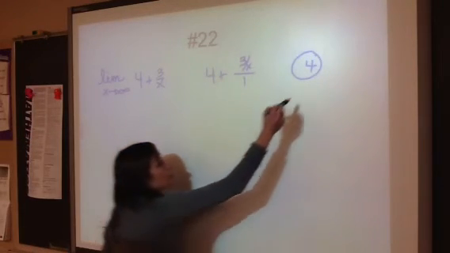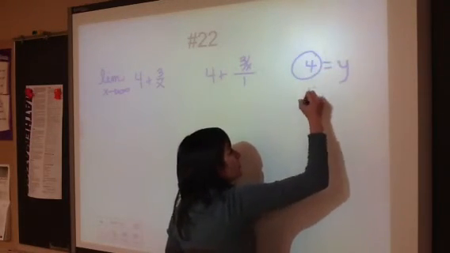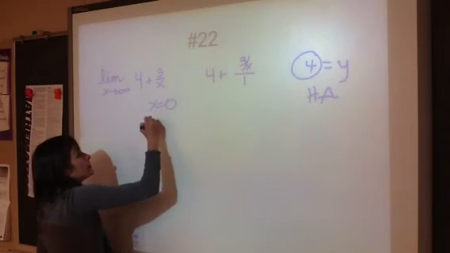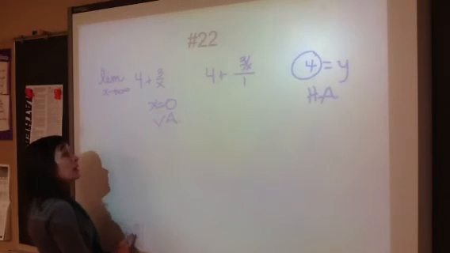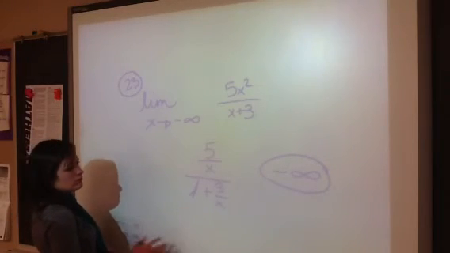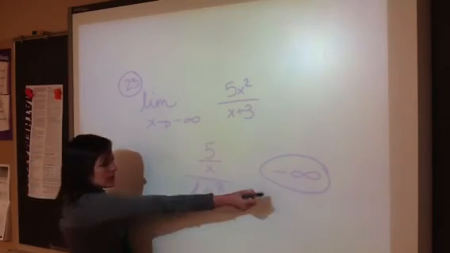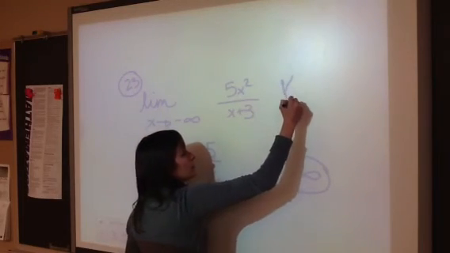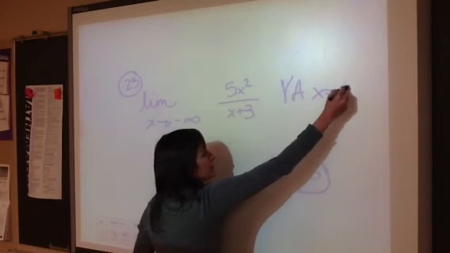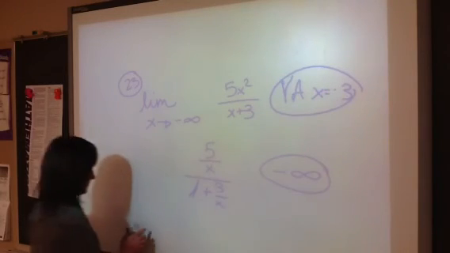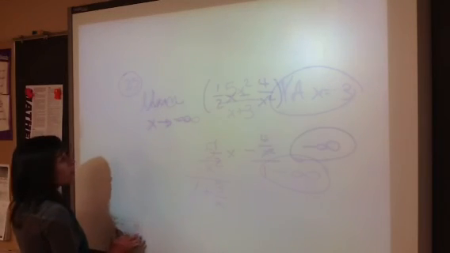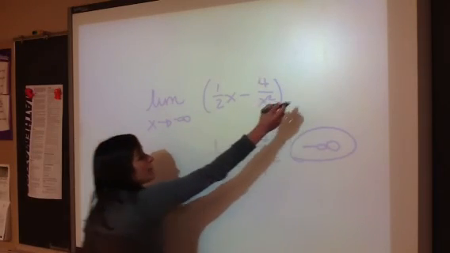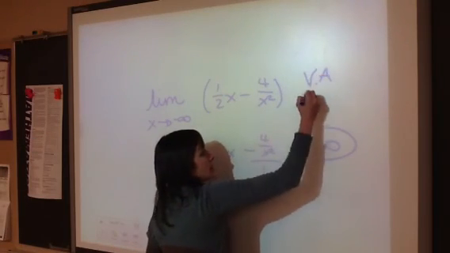22, horizontal at y equals 4. I'd say vertical at x equals 0. For 23, no horizontal because we can't have negative infinity one. I would say our vertical is at x equals negative 3. For the last one, I would say no horizontal, and I would say my vertical is at x equals 0.